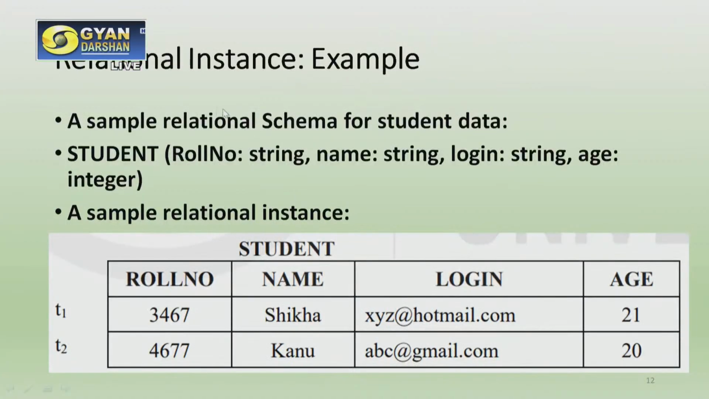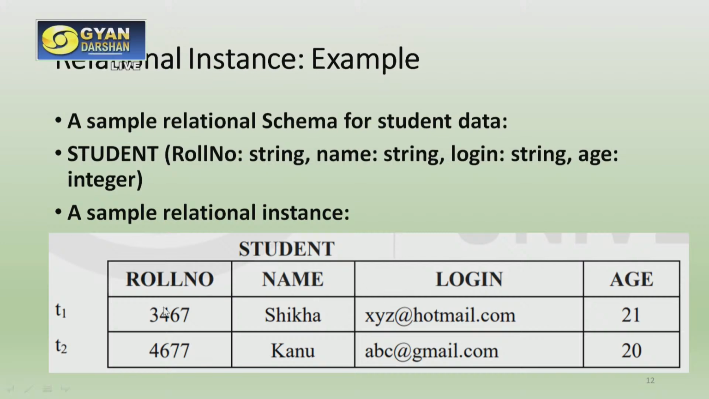So let's talk about a relational instance example. It's a slightly different example, where we have the Student relation. Roll number is of the type string, name is of the type string, login is also of the type string, and age is integer. This is a typical student relation, and the instance basically consists of two tuples, where the degree of each tuple is 4, and just two tuples are being shown in this particular case.